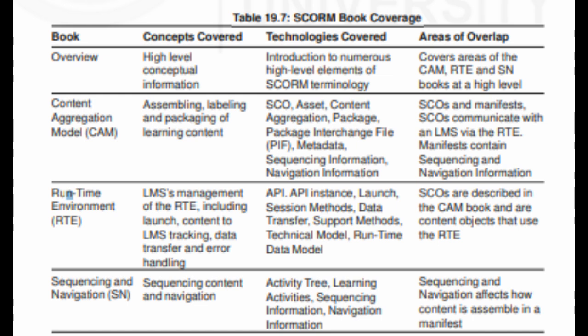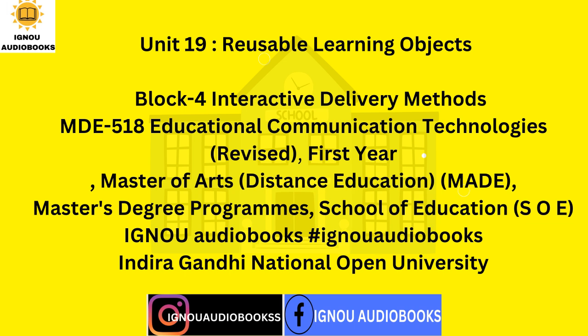SCORM is a collection, integration and harmonization of specifications and standards that have been bundled into a collection of technical books. These technical books are presently grouped under three main topics: the Content Aggregation Model, CAM, the Runtime Environment, RTE, and Sequencing and Navigation, SN. Table 19.7 gives summary of these books. Table 19.7, SCORM book coverage.